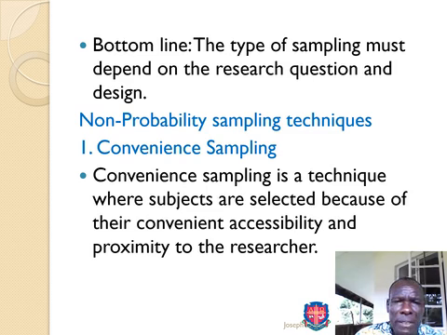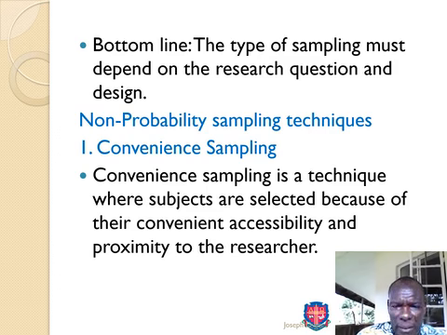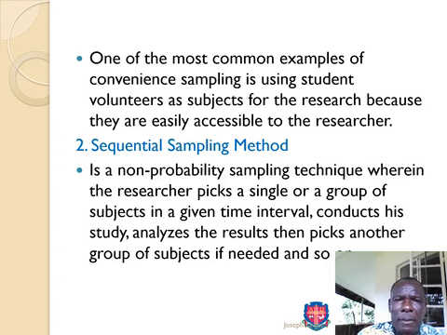We start with convenience sampling. Convenience sampling is a technique where subjects are selected because of their convenient accessibility and proximity to the researcher. One of the most common examples of convenience sampling is using student volunteers as subjects for the research because they are easily accessible to the researcher.